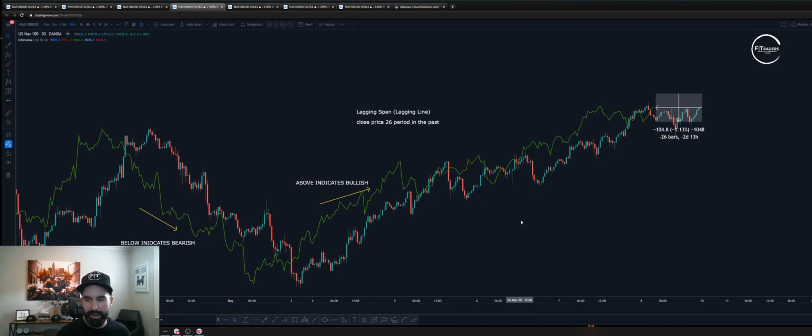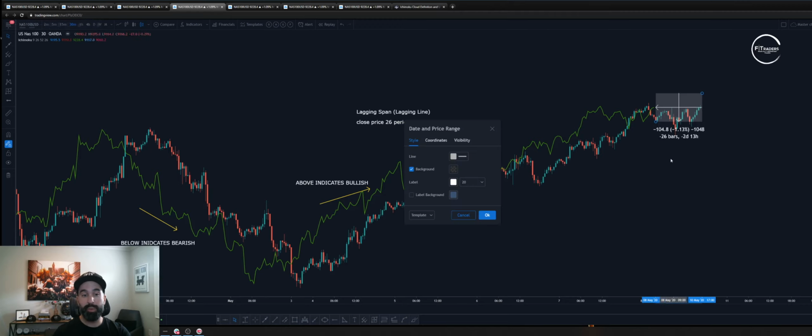This is the one I do not like, and I wish they didn't incorporate this into the Ichimoku cloud, but there will be traders out there that live off of the Ichimoku cloud and that will argue differently. So let's talk about it. The Leggings Span, also known as the lagging line, is the close price 26 periods in the past. So you can see here, here's the price we closed at today, and there's where it's plotted, 26 periods in the past. So it's based off of previous price action.